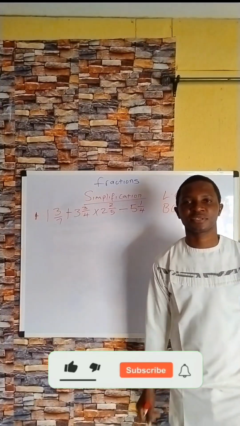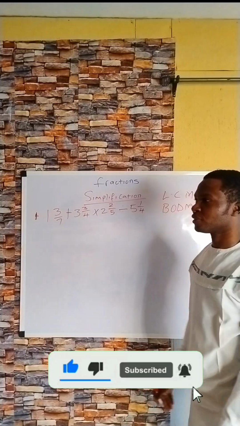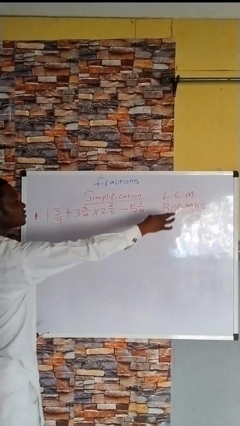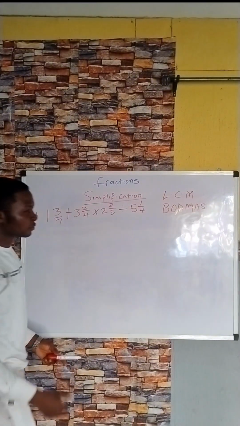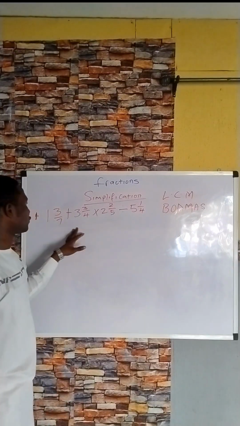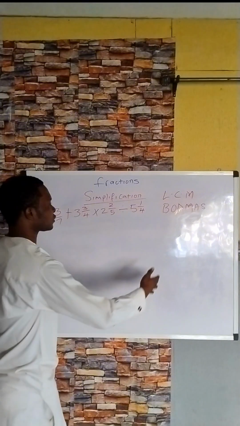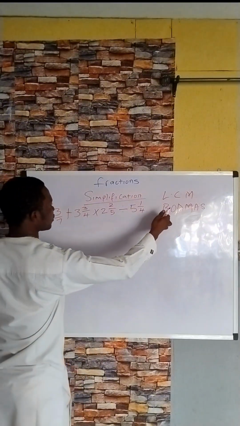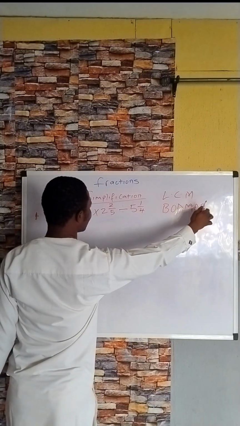So in today's class, let's talk about simplification of fractions. In simplifying fractions, you are not only going to be applying the LCM process, you are also going to be working with the BODMAS principle. The BODMAS principle simply means that in this simplification, where you have different signs, you are going to solve them according to their acronyms, these being bracket, of, division, multiplication, addition, and subtraction.